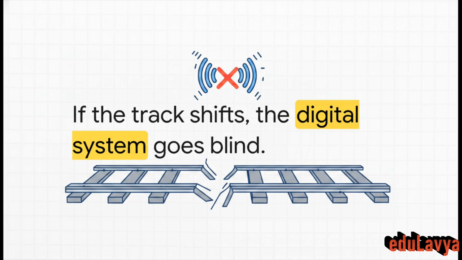Just to give you a really tangible example, if the physical track shifts, the digital system completely goes blind. Think about that. You could have the most advanced, ridiculously expensive, highly redundant control architecture in the entire world, and it is completely useless if the physical steel rails it's monitoring aren't stable. This right here is exactly why working in silos always fails, and why those interdisciplinary checks are totally non-negotiable.